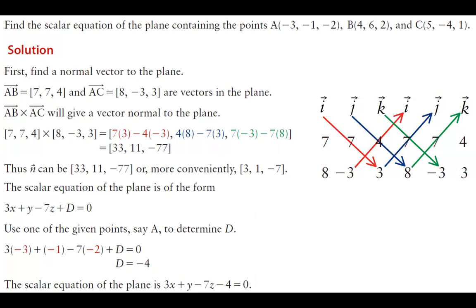Of course, d is unknown to us, right? In order to solve d, you need at least one point, either A or B or C. You could use any one. So use one of the given points, such as A, to determine the coefficient d. So put the coordinates of A into that equation. That gives us d equals -4, right? Therefore, we know the scalar equation of this plane is 3x plus y minus 7z minus 4 equals 0.